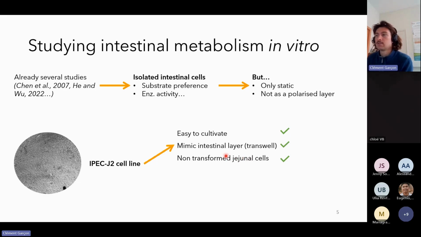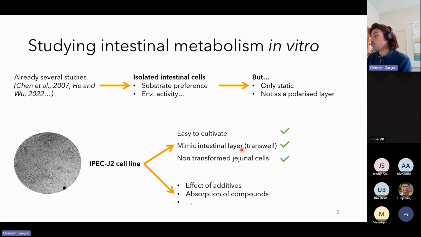So that's also an interest of these cells, and they have already been used for 10, 15 years, much less than CACO2, but with a growing interest. These cells have been used for measuring the effect of additives on the integrity of the intestinal barrier, to measure the absorption of different compounds and so on. But not really much to focus on metabolism in itself.